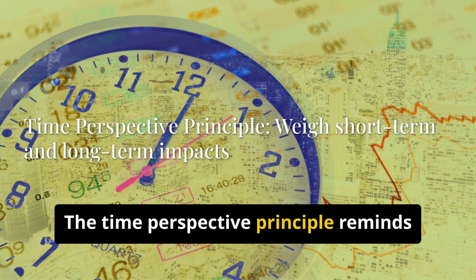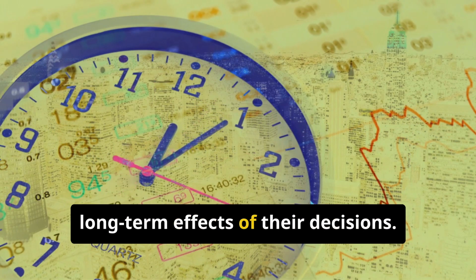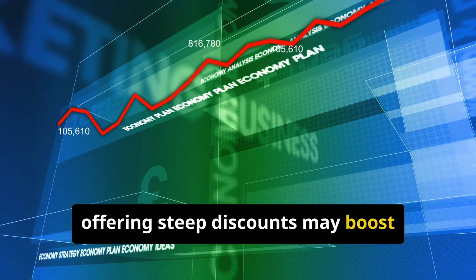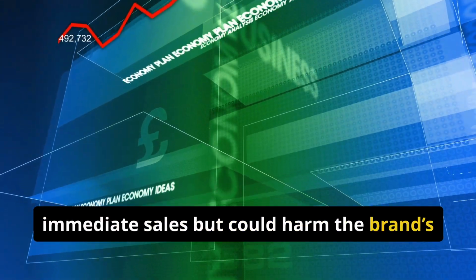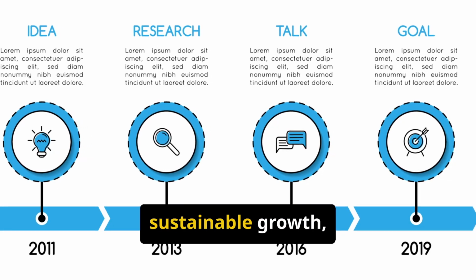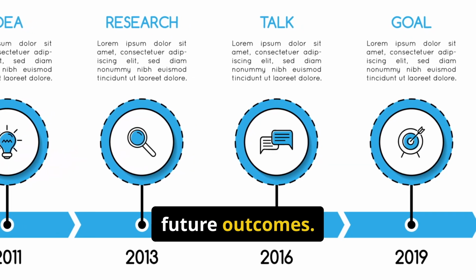The time perspective principle reminds managers to consider both short-term and long-term effects of their decisions. For example, offering steep discounts may boost immediate sales, but could harm the brand's value over time. Wise managers balance quick wins with sustainable growth, evaluating how today's choices impact future outcomes.